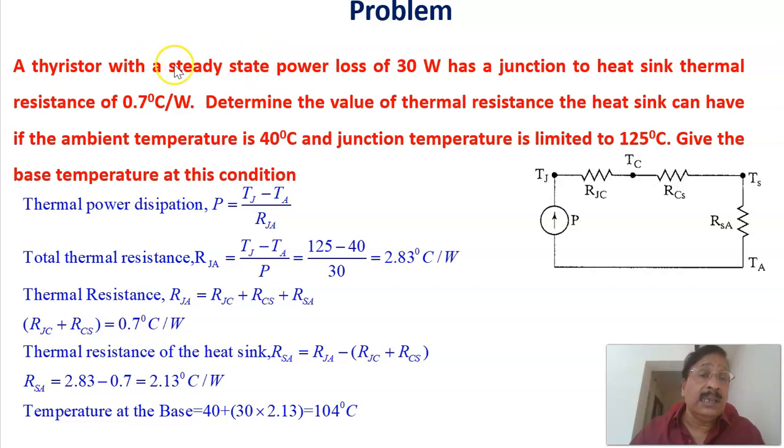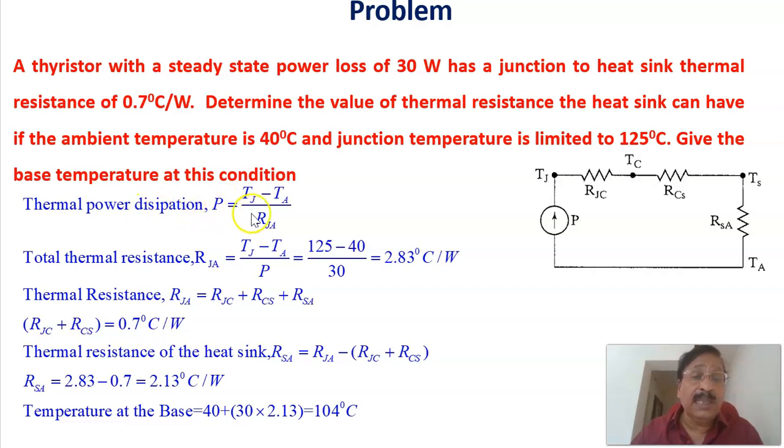Now consider the design problem as such. A thyristor with a steady state power loss of 30 watts has a junction to case thermal resistance of 0.7 degrees centigrade per watt. Determine the thermal resistance of the heat sink that can be used, if the ambient temperature is 40 degrees centigrade and the junction temperature is limited to 125 degrees centigrade. Also give the base temperature.